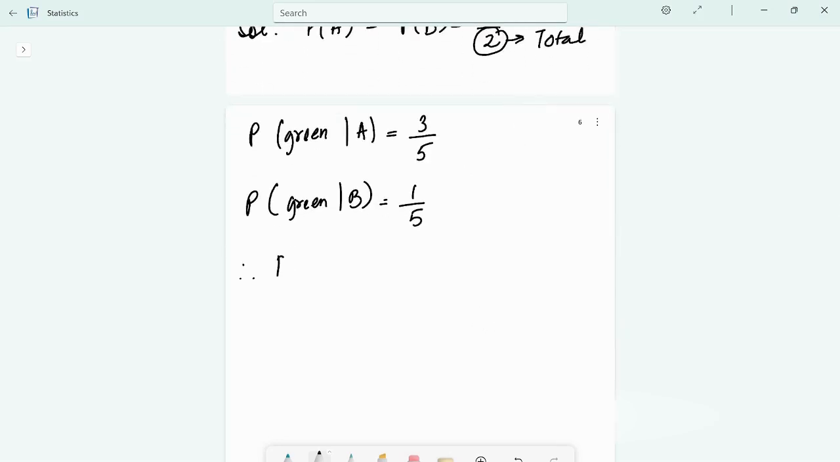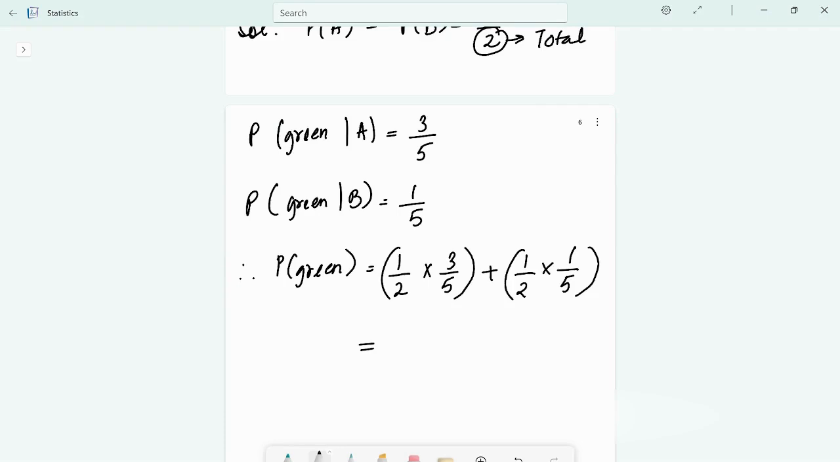Then, how to find the probability of getting a green ball? 1 by 2 times 3 by 5 plus 1 by 2 times 1 by 5, which comes to be 4 by 10 or 0.4. And yes, this is our answer.